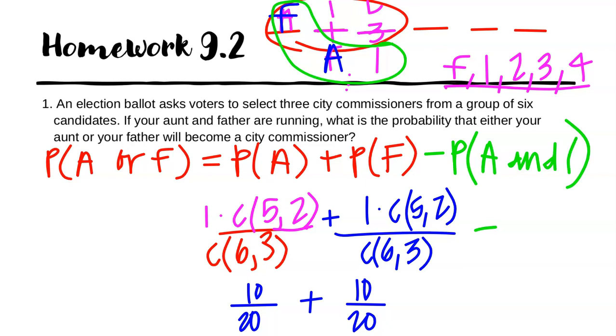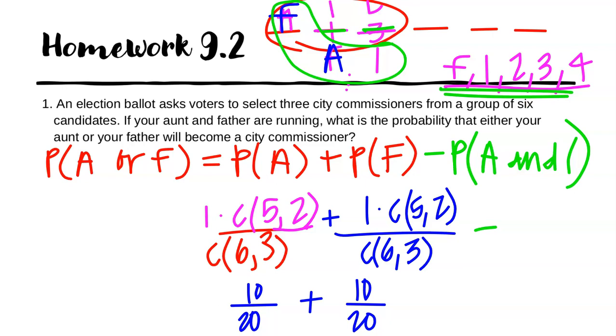The 5 came from the remaining 5 people here and how many different ways we can select 2 people to fill those spots. So the 1 is like guaranteeing that my father is going to be in that spot. And then the combination of 5, 2 tells me how many different ways I can fill these 2 spots with the remaining 5 people.